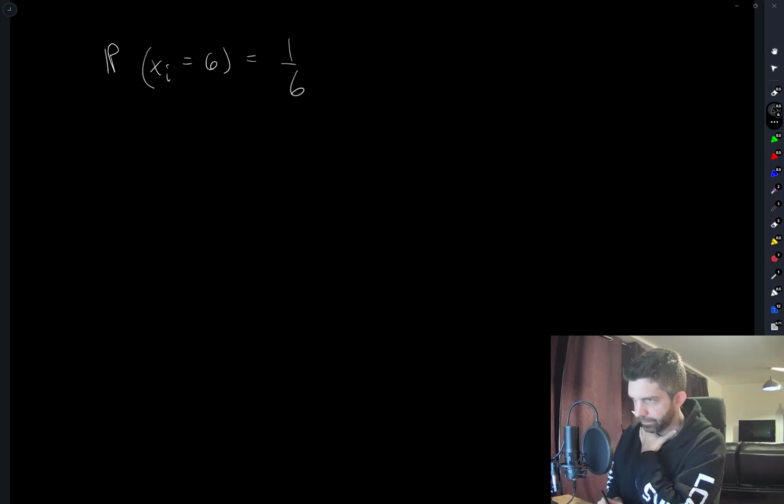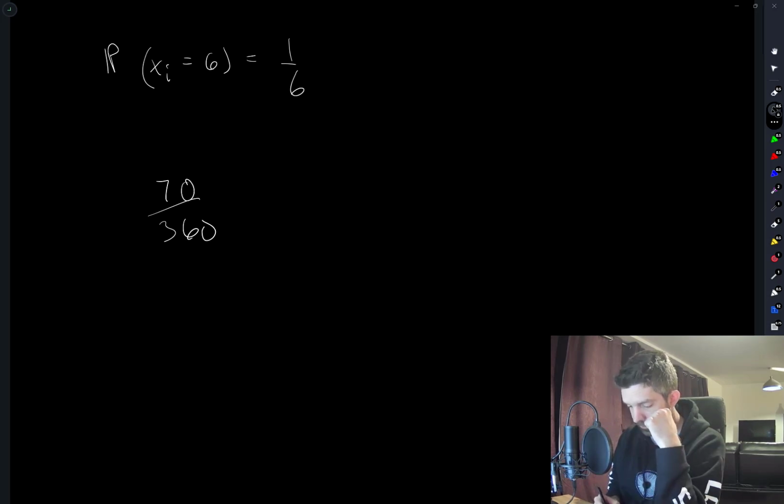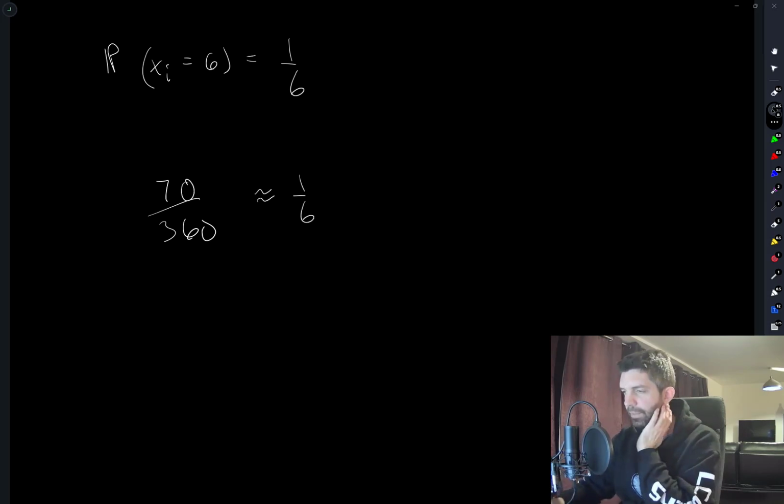Right, we're looking for 70 out of 360 successes, which is a little bit greater than 1 in 6, right? It's approximately 1 in 6, but it's a bit greater. In fact, it's 1 in 6 plus 1 in 36.